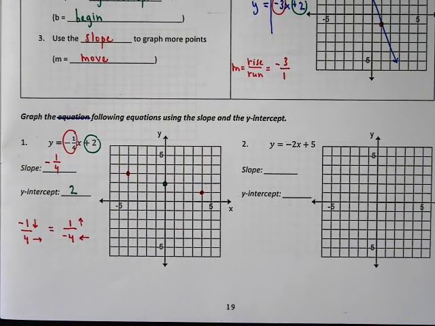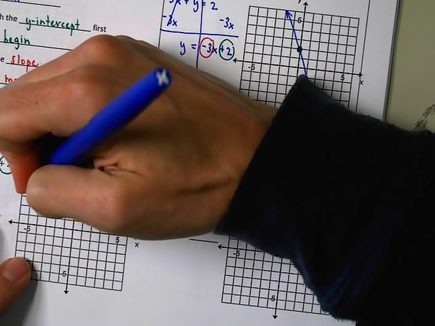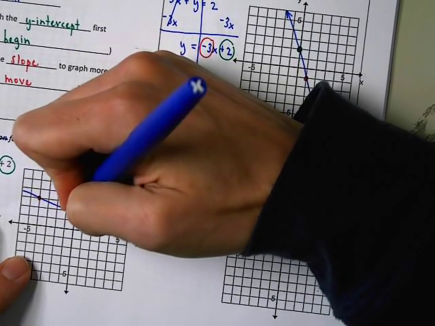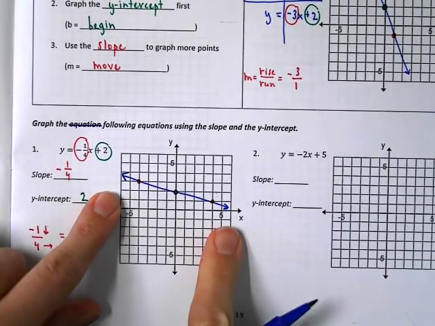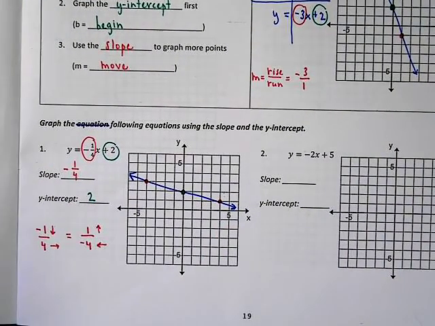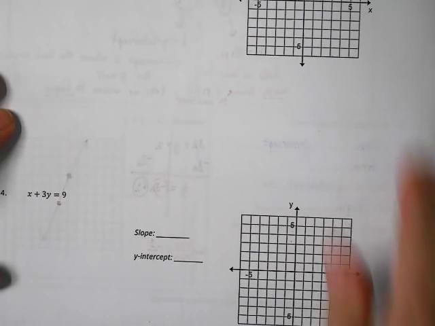And then again, I'm just going to draw a straight line as best I can here. I should have my straight edge through those 3 points. And again, I draw a nice straight line with arrows on either end. All right, we'll skip the next example for now, and we'll do one more on this last page here.